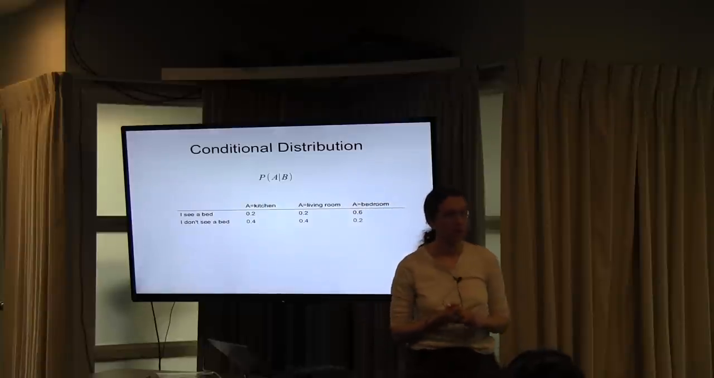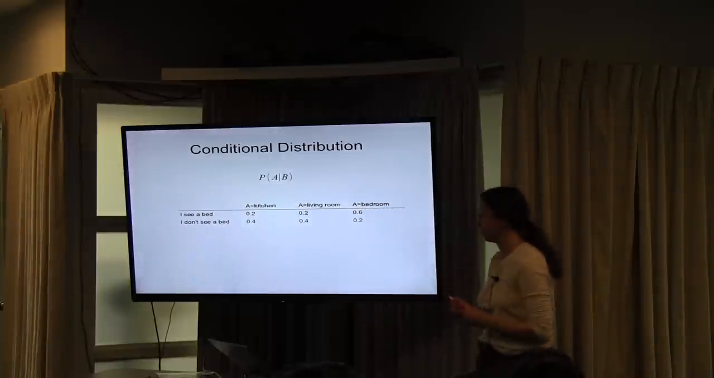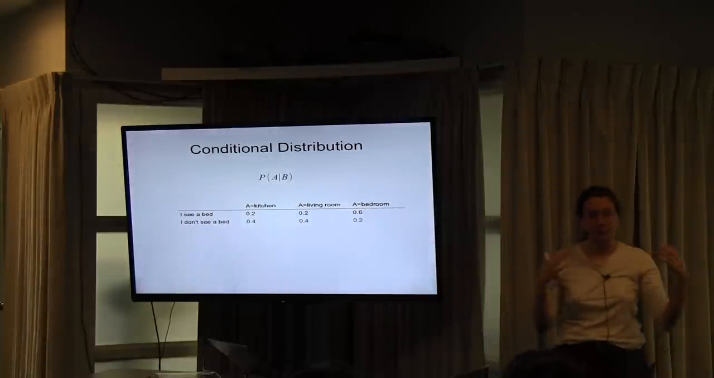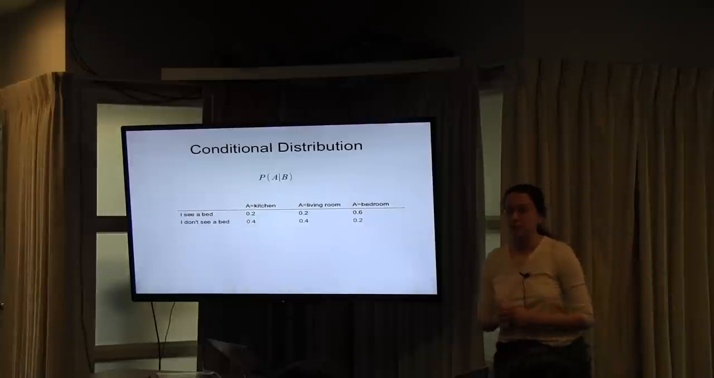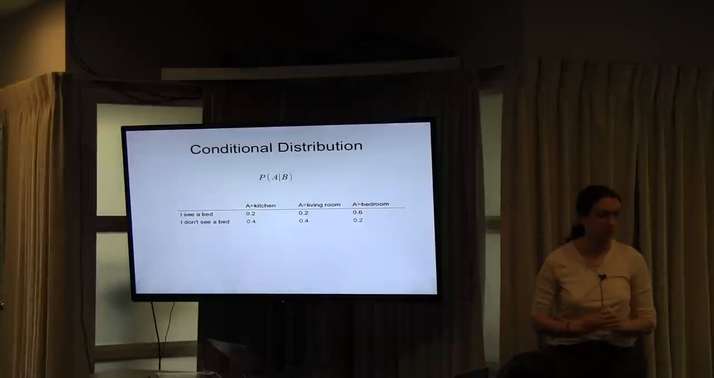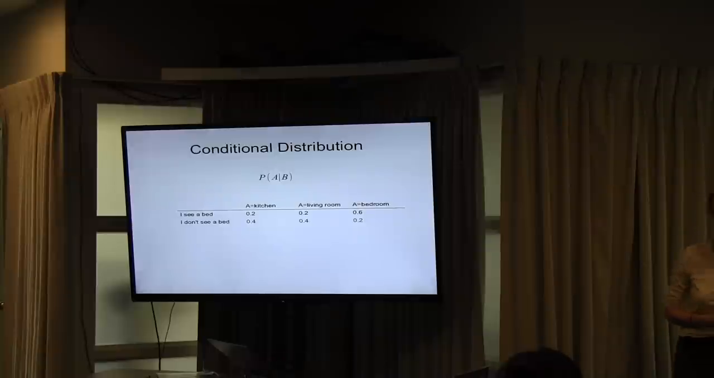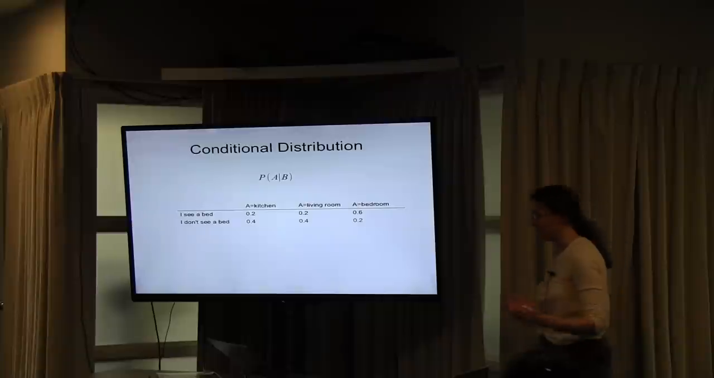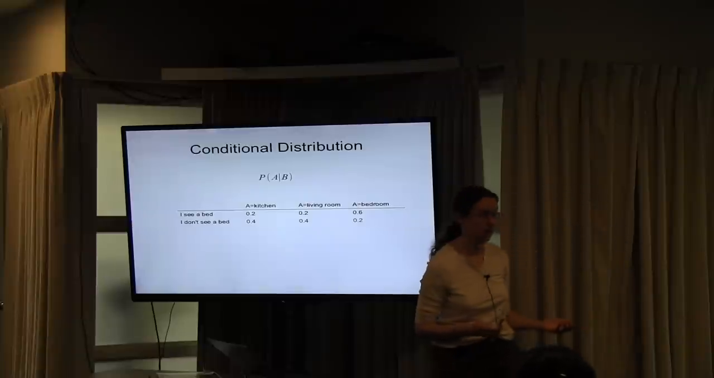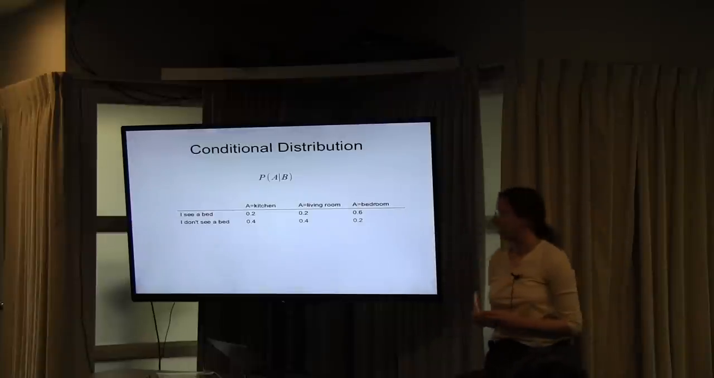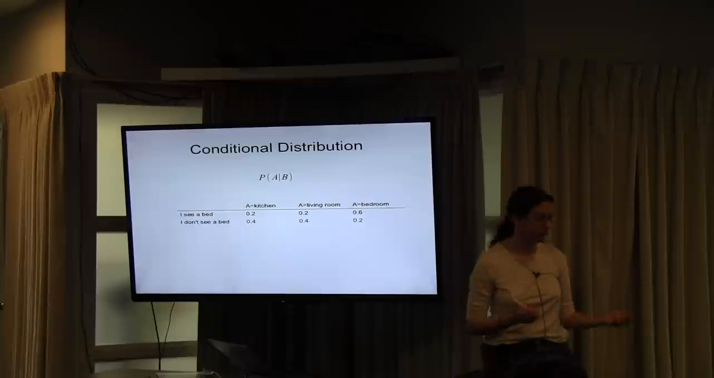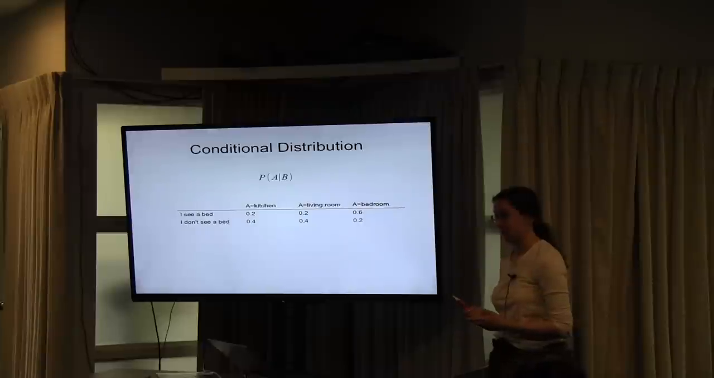So the point of this exercise is to show that if we started from the joint, if we could somehow get to the joint, then we can get anywhere else we want in the model. We can get a marginal distribution over just A or just B, or we can get a conditional distribution of A given B, or we can get B given A. The probability that I am going to observe a bed given that I know that I'm in the kitchen.